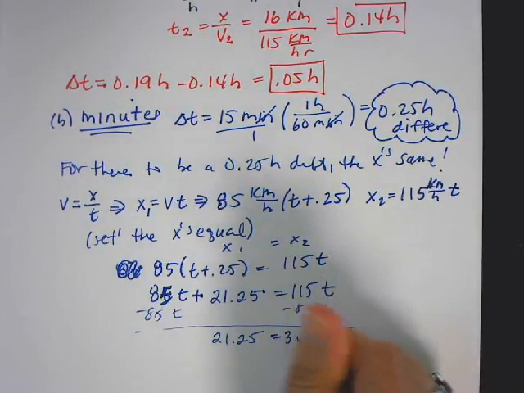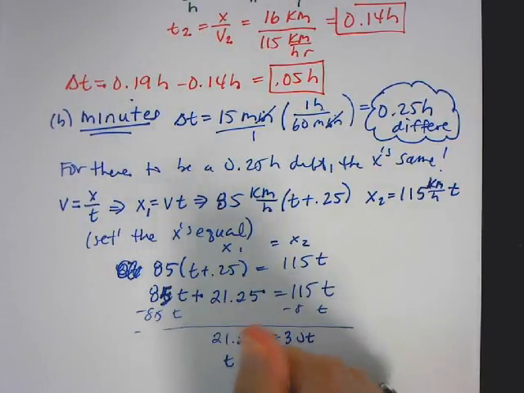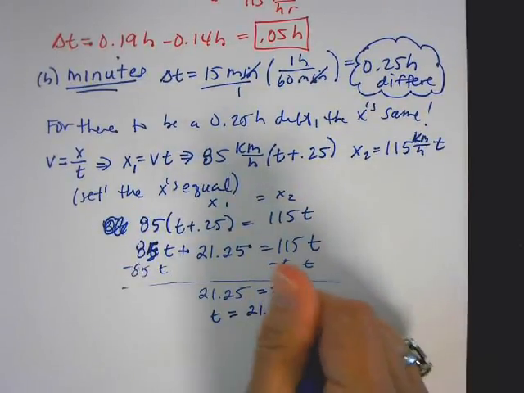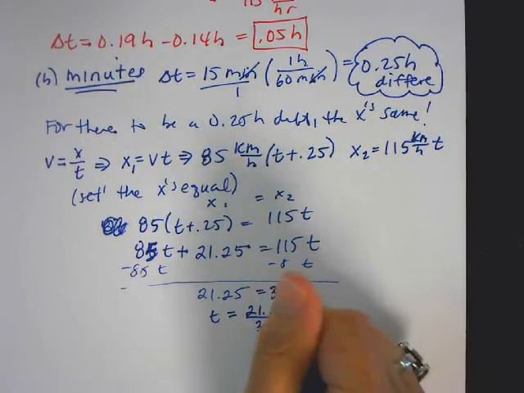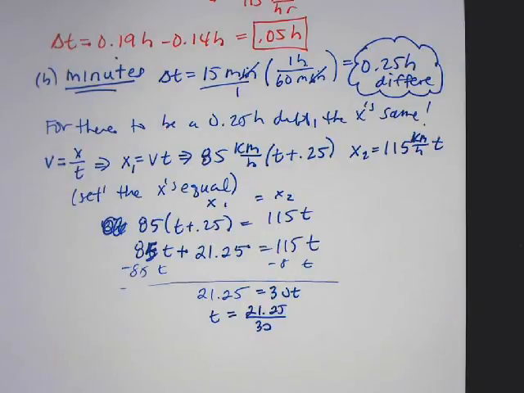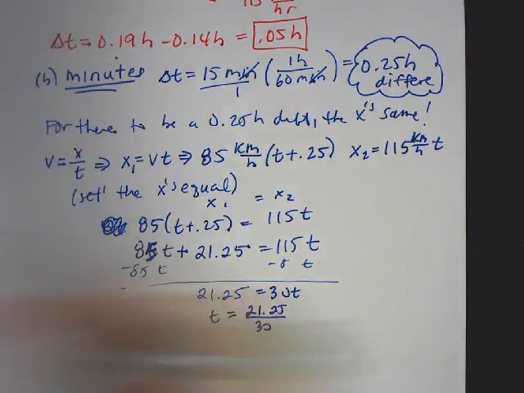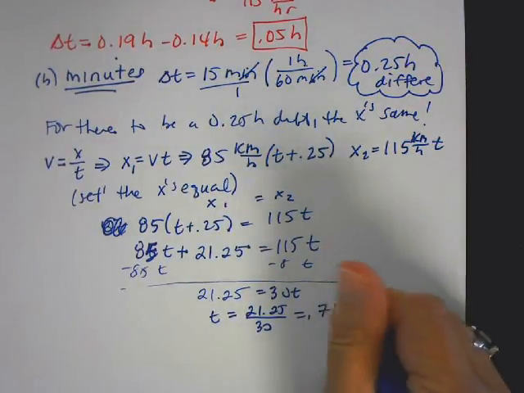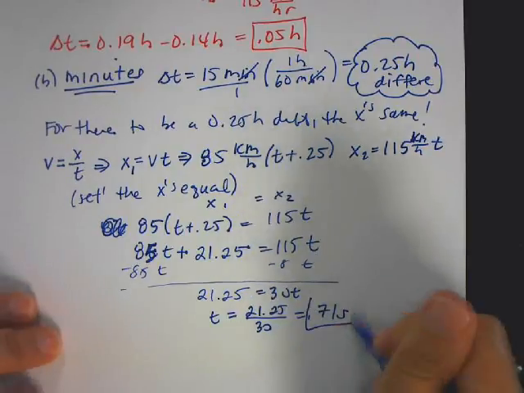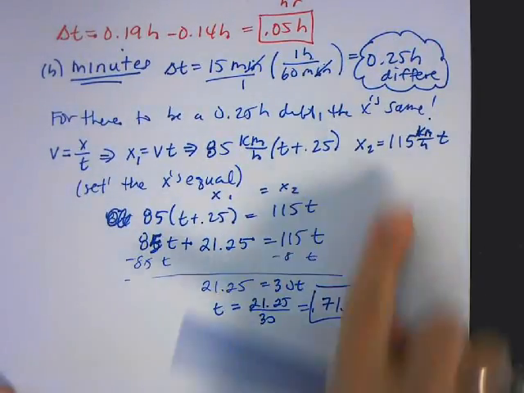21.25 over 30. So then on my calculator, 21.25 divided by 30 comes out to be 0.71. So now, what is this distance? Well, I can either use this equation or that equation. This one's easier. So I'm going to say x is equal to vt. So I'll use this one.